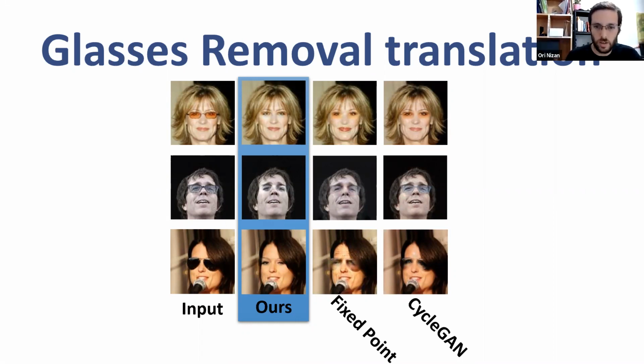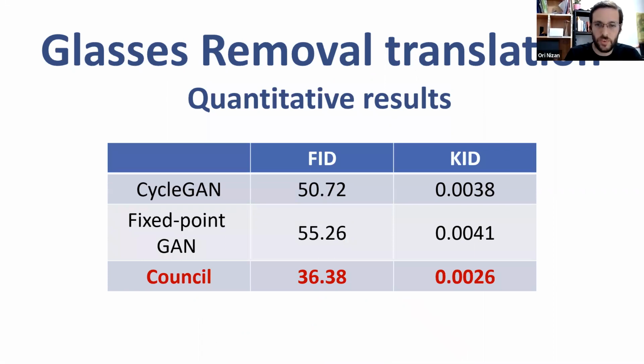Here we compare our result to those of Fixed-Point, which shows results for these applications as well. Our generated images leave considerably fewer traces and remove the glasses. Again, this can be attributed to the lack of cycle constraints. Here we provide quantitative results for this application as well. Our Council-GAN manages to outperform other methods and address the challenge of removing large objects.